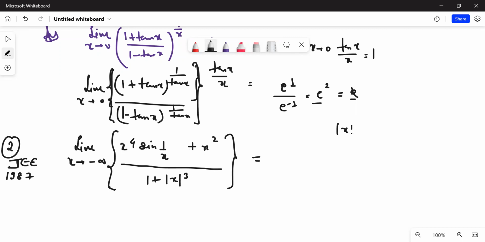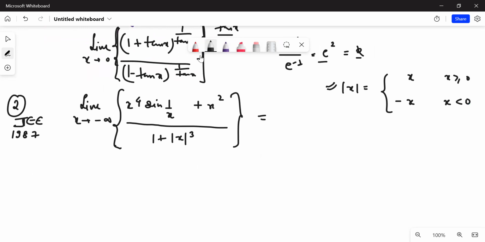What is modulus of x? Modulus of x is equal to x if x is greater than or equal to 0, and it is equal to minus x if x is less than 0. Is that clear? So this is one thing that you know. As x tends to minus infinity, that implies x is less than 0, so instead of modulus, I'll simply write minus of x.